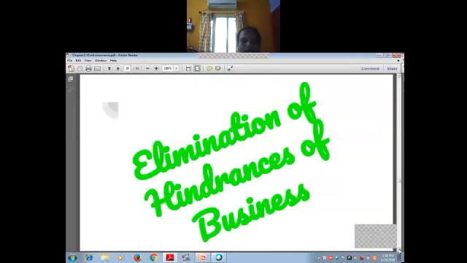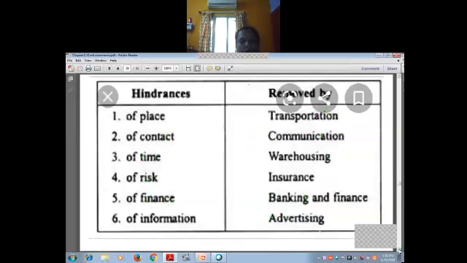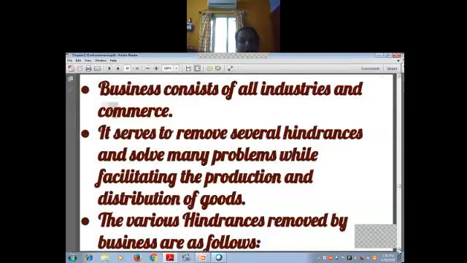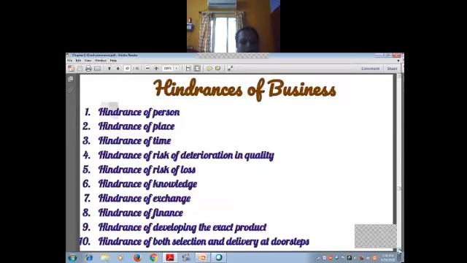Okay, the elimination of hindrances of commerce. How to eliminate so many distractions, so many obstacles we are having? How to avoid all this? Business consists of all industries and commerce. It serves to remove several hindrances and solve many problems while facilitating the production and distribution of goods. The various hindrances removed by business are as follows.